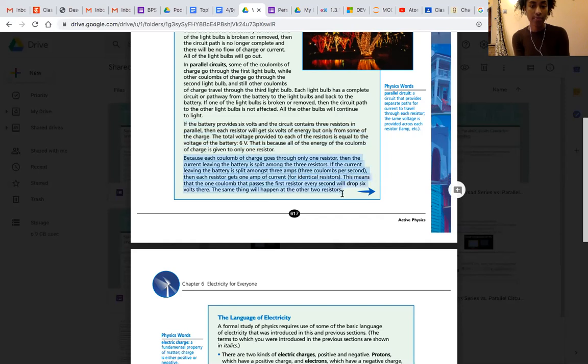Paragraph 4. Because each coulomb of charge goes through only one resistor, then the current leaving the battery is split among 3 resistors. If the current leaving the battery is split amongst 3 amps, 3 coulombs per second, then each resistor gets 1 amp of current for each identical resistor. This means that 1 coulomb that passes the first resistor every second will drop 6 volts there. The same thing will happen at the other 2 resistors.